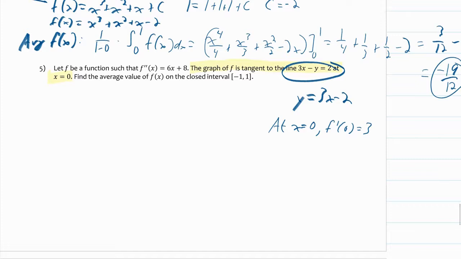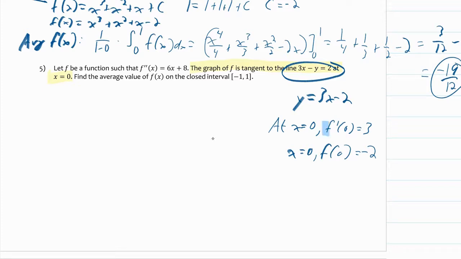So given that, I know that at x equals 0, f prime of 0 is 3. And I also know that at x equals 0, f of 0 is equal to negative 2. Because if it's tangent to that line, that means that the line crosses through the point x equals 0, so it'd have the same y value.